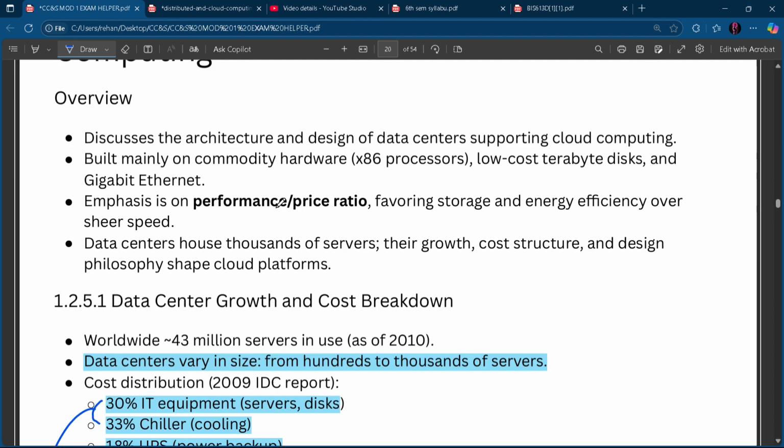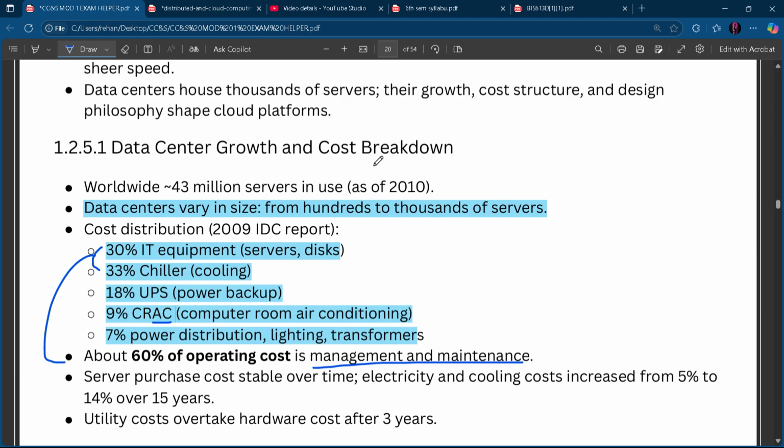Then data center visualization, you don't have much. You just have to talk about data growth and cost breakdown. Data growth, from hundreds to thousands. Cost distribution is mostly servers and IP equipment and chiller cooling things. Servers take 33%, which is almost 60% of operating cost for managing and maintenance.